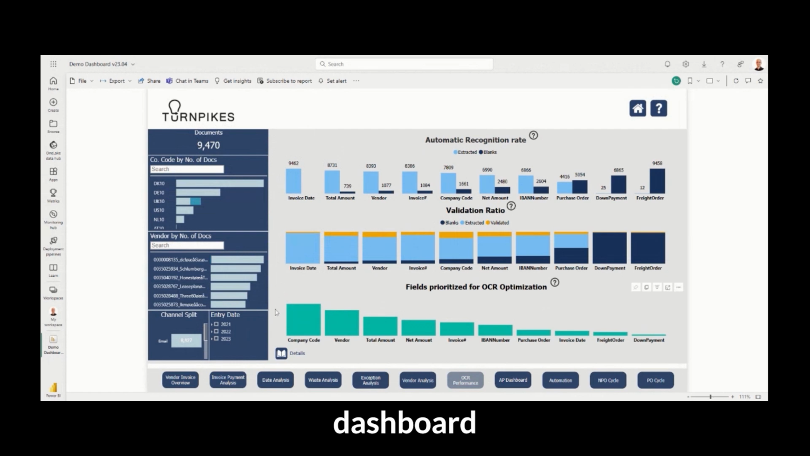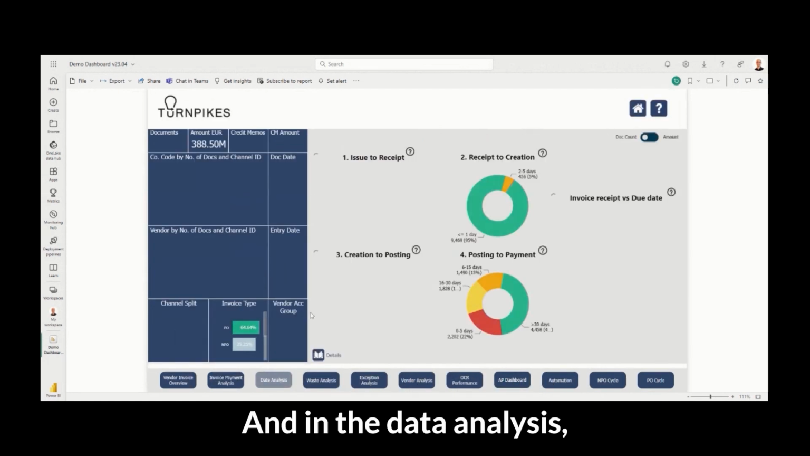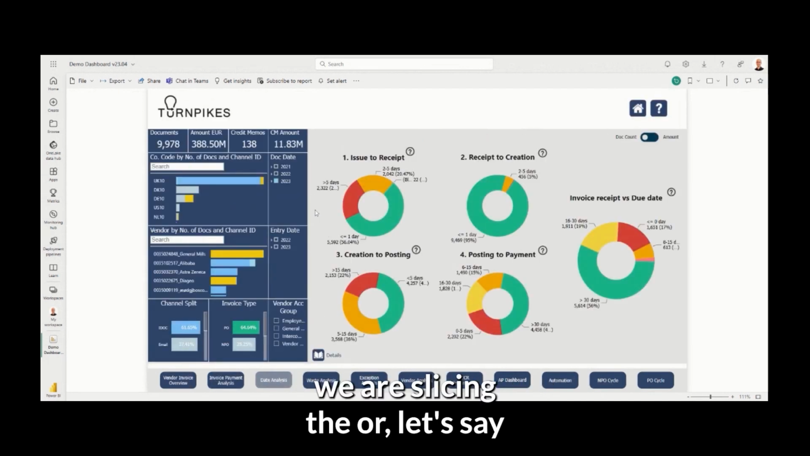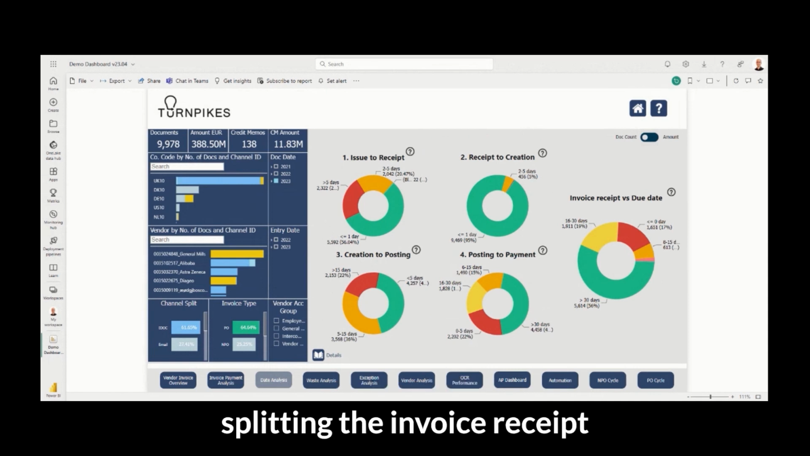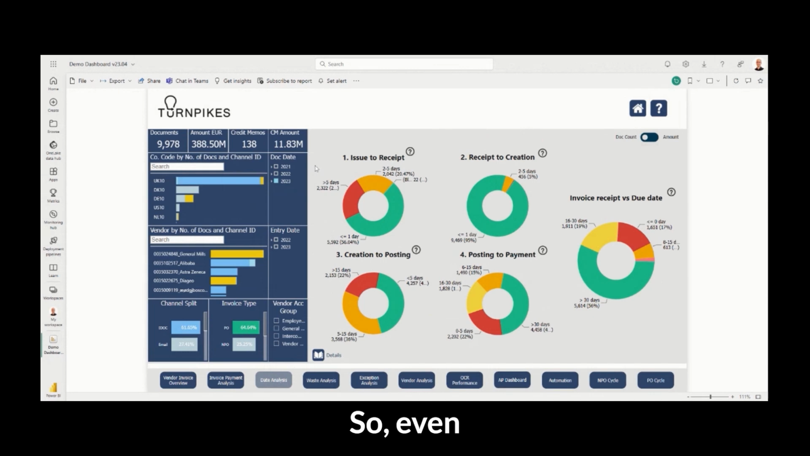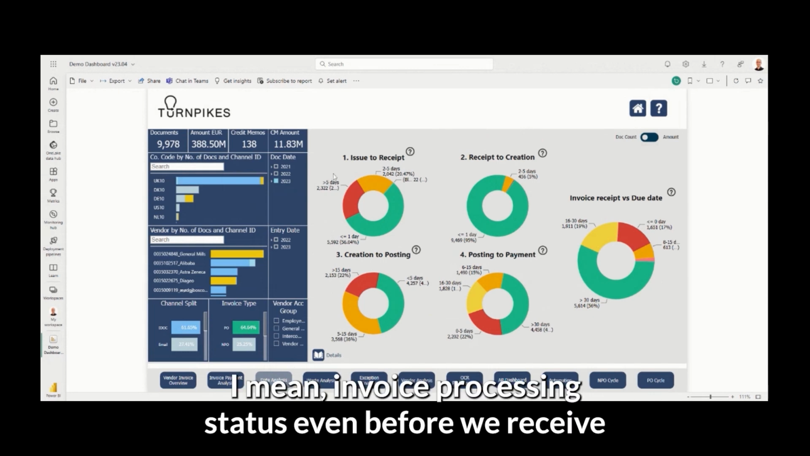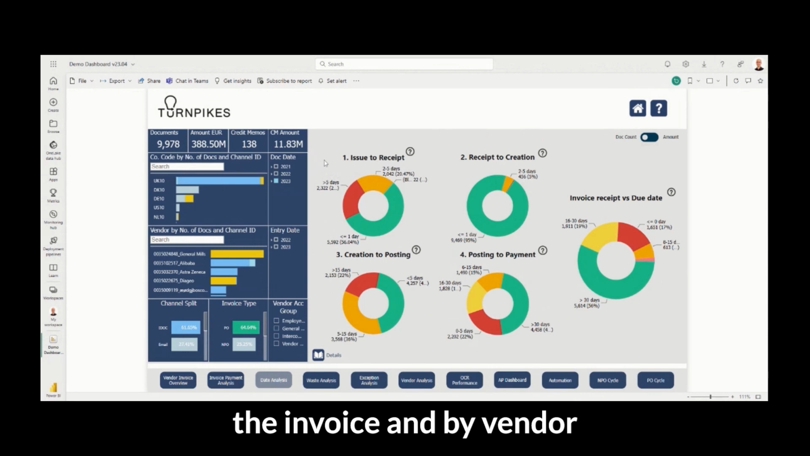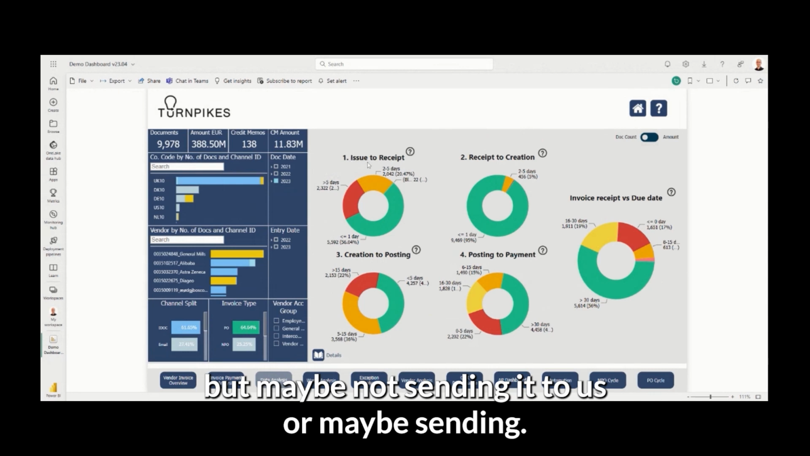Next dashboard that I would like to show you is the data analysis. And in the data analysis, we are slicing, or let's say splitting, the invoice receipt or invoice processing into a few chunks. Invoice processing starts even before we receive the invoice, with the vendor issuing the invoice, but maybe not sending it to us, or maybe sending, right?